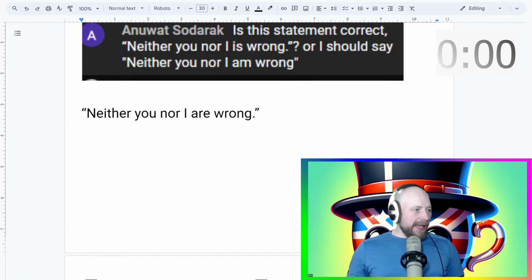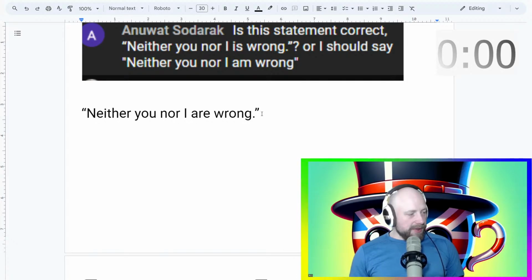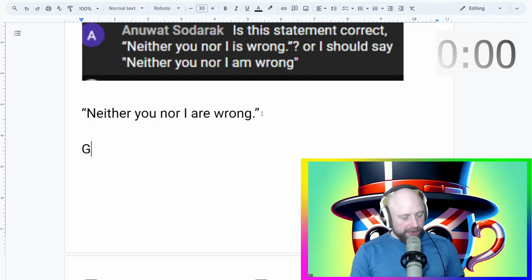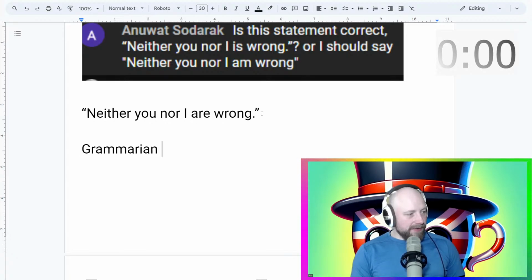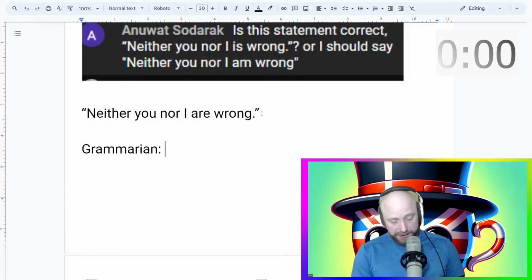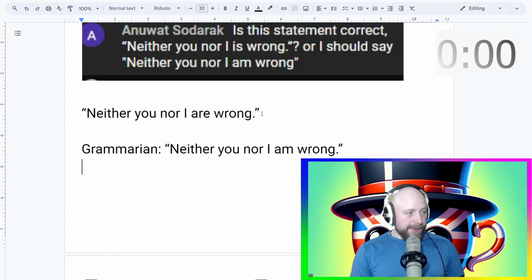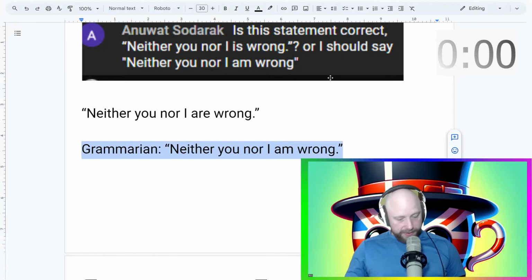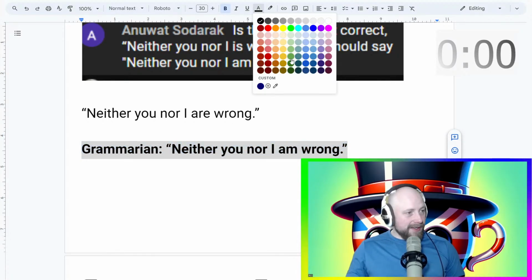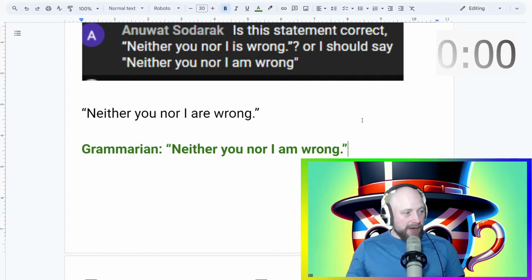So apparently, after we use nor, then the subject-verb agreement should be with the verb after nor. So the grammarian perspective is neither you nor I am wrong. That's the grammarian perspective, the correct, according to grammar nerd rules.